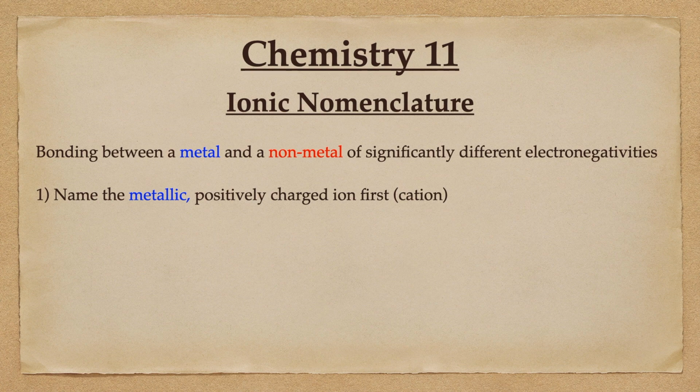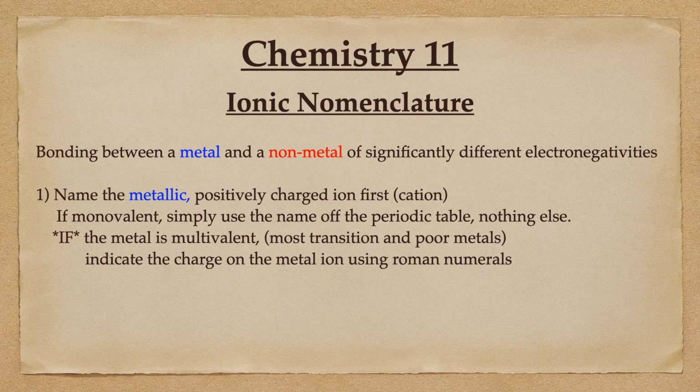The second kind of bonding is ionic bonding, which takes place between either a metal and a nonmetal of significantly different electronegativities, or between a metal and a polyatomic ion. If we have ionic bonding, we name the most metallic, or the metal, ion first. Sometimes it's a metal ion, sometimes it's a positively charged polyatomic ion. In any case, it's the cation.